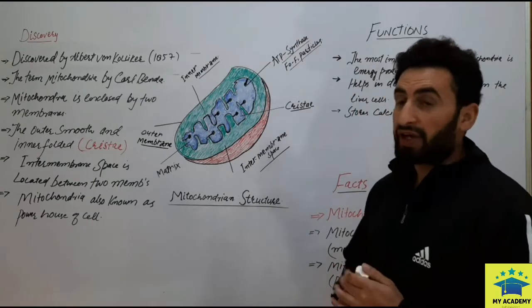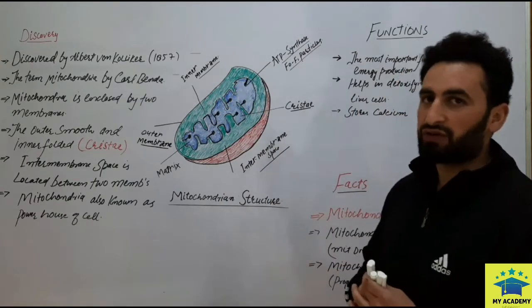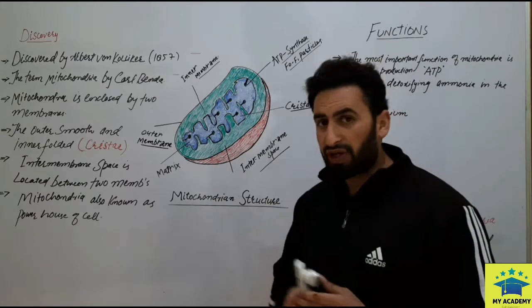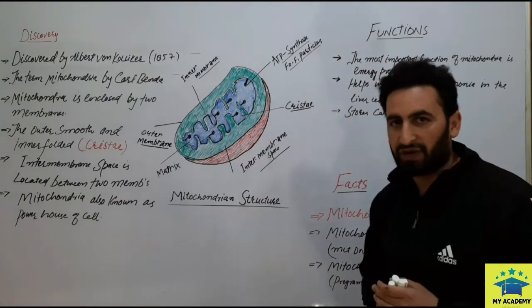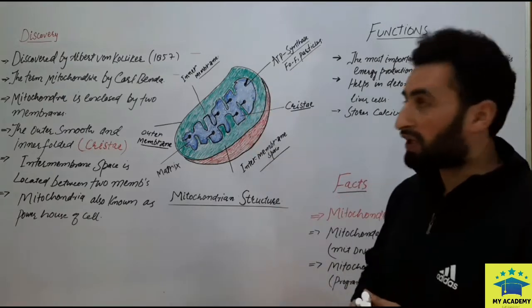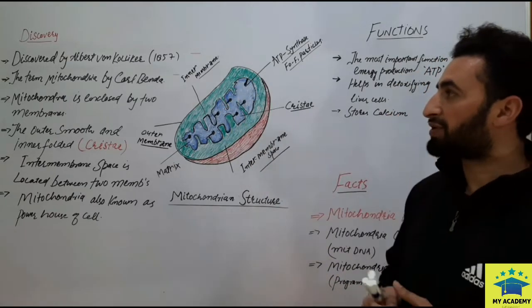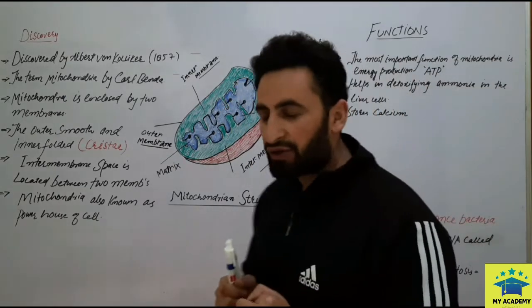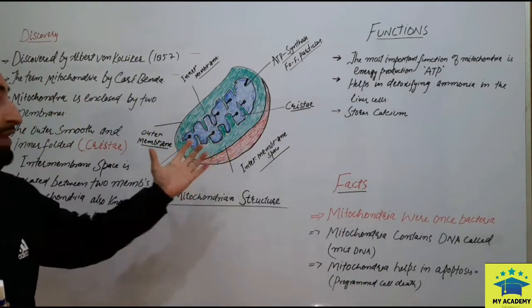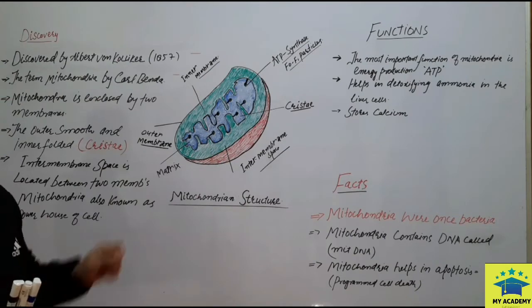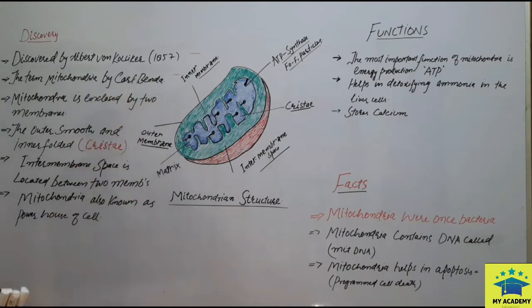The mitochondria, the discovery. The mitochondria was discovered by Albert von Kolliker in 1857. Who discovered this? Albert von Kolliker. Discovery in 1857. The term mitochondria, जो पहली बार किसने दी? It was Carl Benda. कौन? It was Carl Benda.